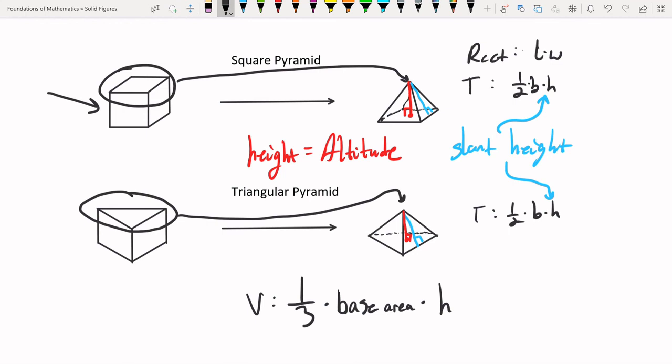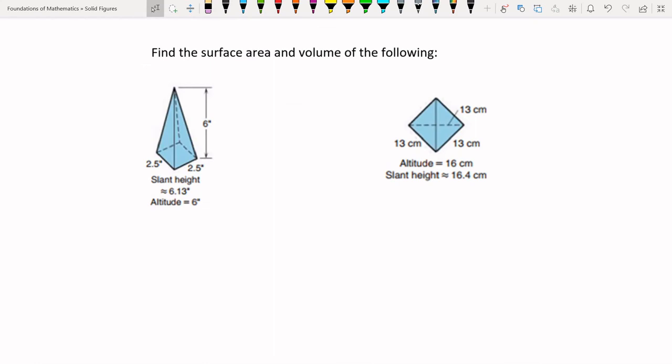Okay, let's look at this thing in practice. All right, I have a square pyramid here. This is a square pyramid, and this one is triangular. That's because this bottom part here is a square, and this bottom part here is a triangle.